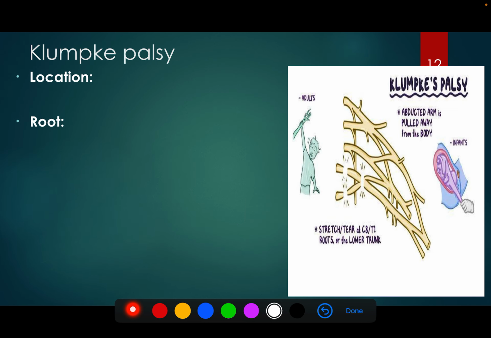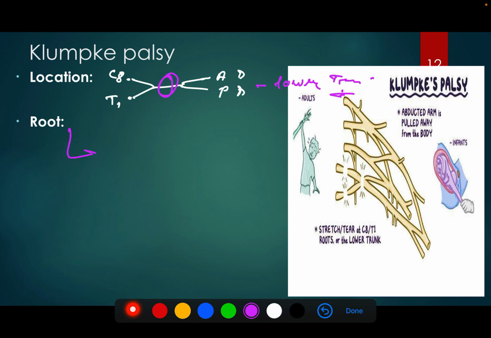Let's go to Klumpke's palsy. In Klumpke's palsy, let's understand the location over here. To understand the location, it's very simple. Like we have these two roots going like this, right? Dividing this way. So this is my C8, this is my T1, and these are the anterior and posterior divisions, right? So the injury is over here, right? So this is my what? The lower trunk injury. So what are the roots it involves? It involves these two roots. So these two mean what? That is C8 and T1. These two roots are involved.